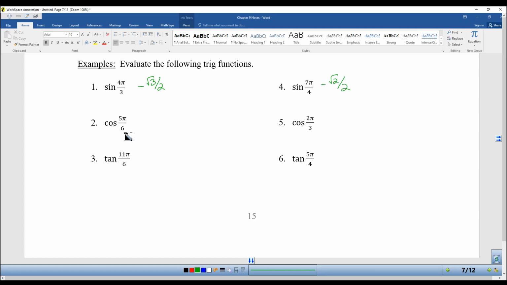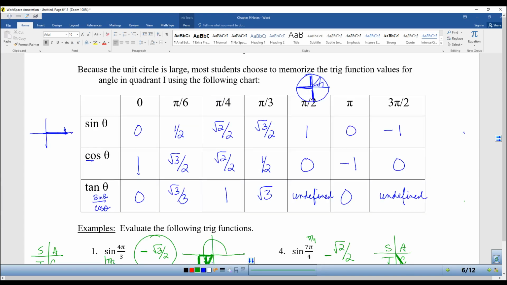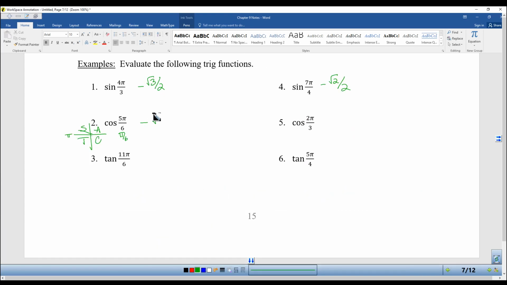Okay, reference angle is pi 6. This is in quadrant 2. It's 1 less than a whole. So 5 out of 6. Remember, here's pi. 5 out of 6 is 1 less than a whole. But according to my forecast, cosine is negative in quadrant 2. I look back at my chart. Cosine of the pi 6 is the square root of 3 over 2. You're going to want them memorized.